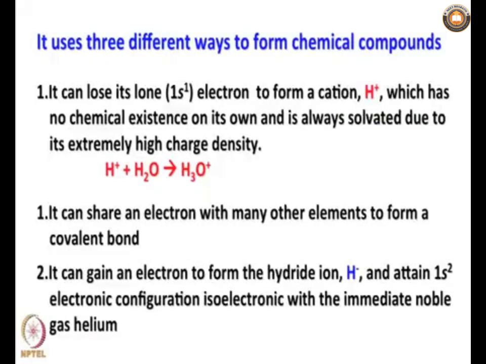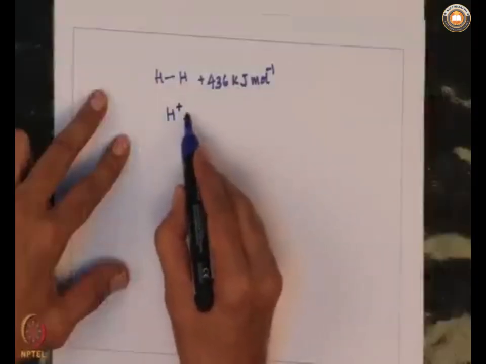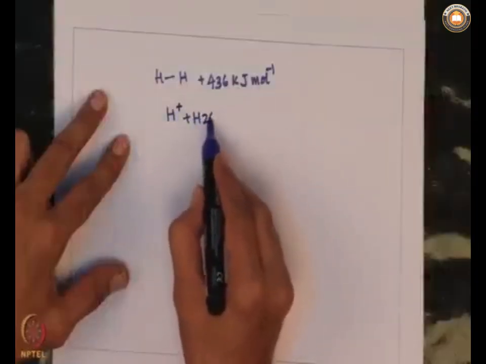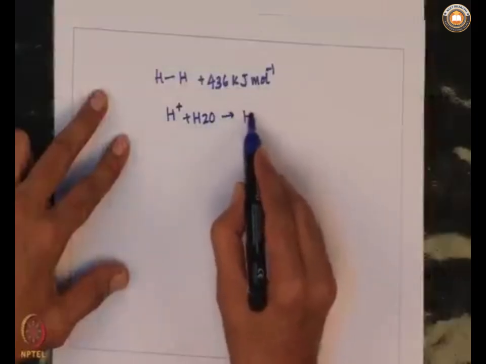It can lose that electron to form a cation, and then it can react. Once the electron is lost, it forms H+, which has no chemical existence on its own. That means independent existence is not there for H+. If H+ is in the vicinity of a water molecule, it immediately forms H3O+.